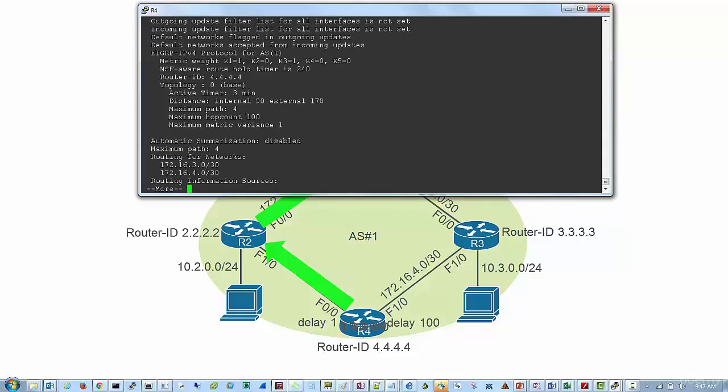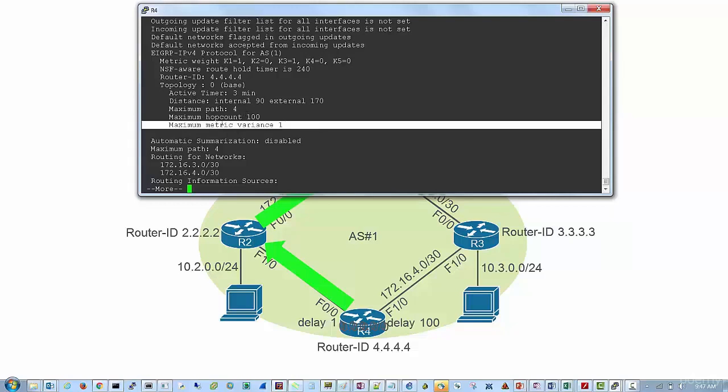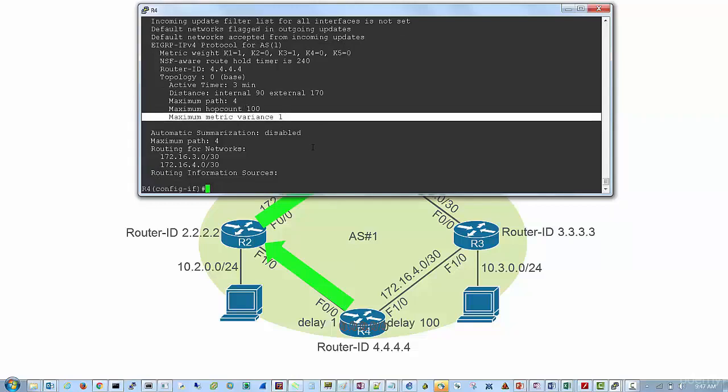Let me find it here. By default, we have a variance of 1 here. What the variance is, it's a multiplier for EIGRP metrics. EIGRP will take the variance value and multiply it by its successor path's feasible distance value. Whatever that value ends up being, if there's any routed paths that have a metric that's lower than that total, then it will install those routes into the routing table as well.